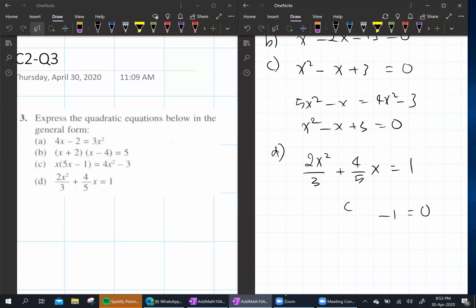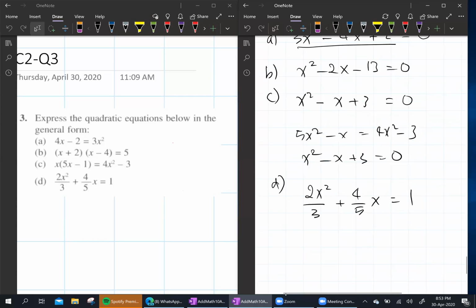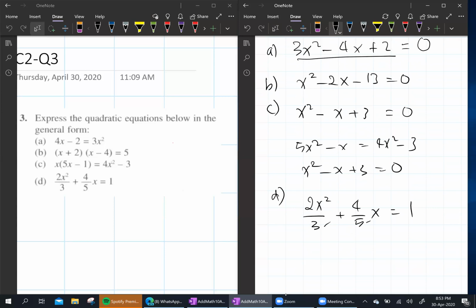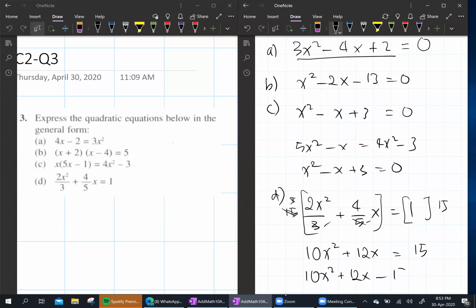Wrong already. You know why it's wrong? You got 3, you got 5 here. I suggest that you multiply everything by 15. Here, cancel here, you get 5 times 2 is 10x squared. Then 5, you cancel this 5, you get 3. 3 times 4 is plus 12x equals to 15. So your answer is 10x squared plus 12x minus 15 equals to 0.